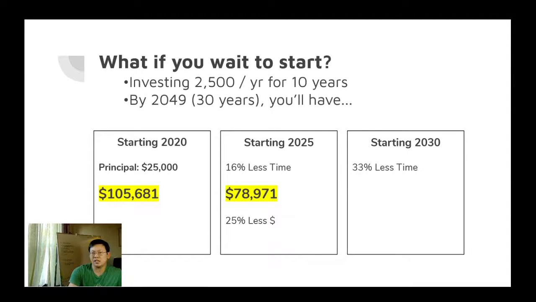And then to emphasize the point even more, if you start 10 years later and still have a full 20 years of compounding versus 30 years of compounding, you'll have 33% less time of the compounding effect. What would happen is you would have 44% less money than you would have if you just started today. Almost half, even though it's only a third of the time gone.